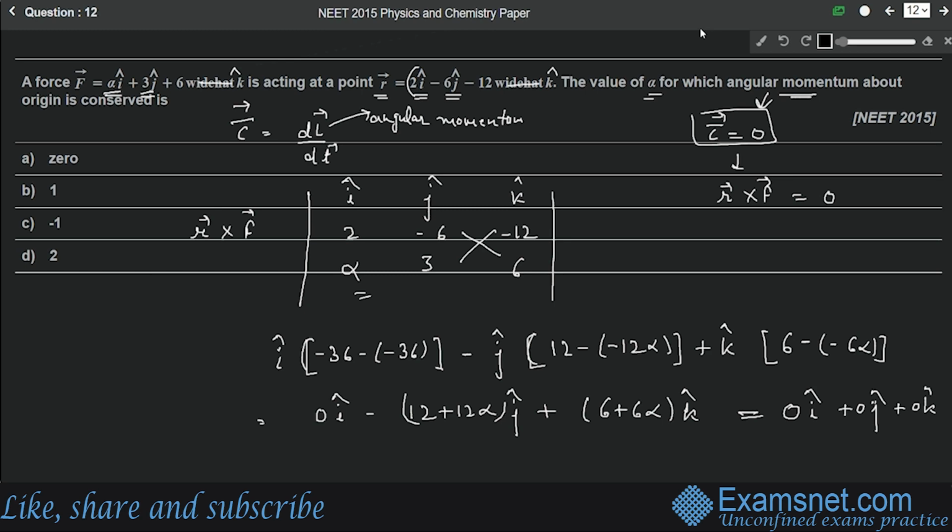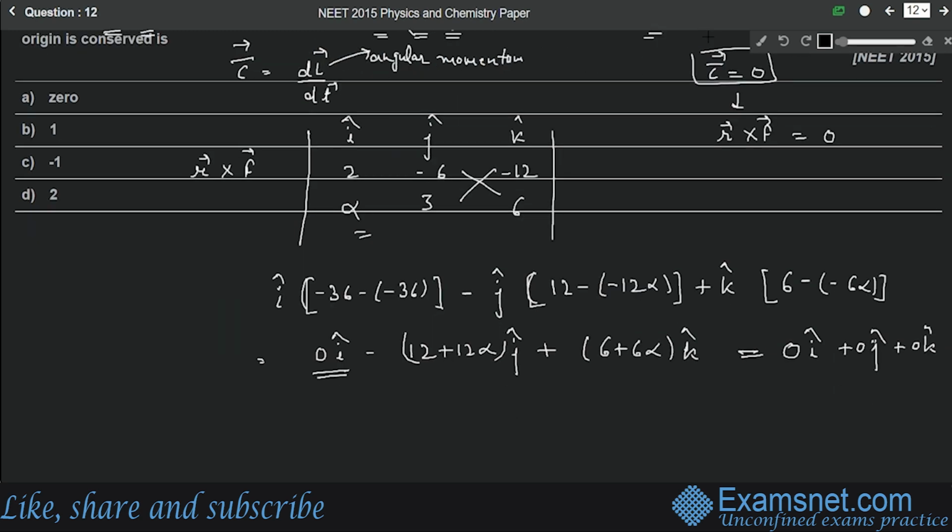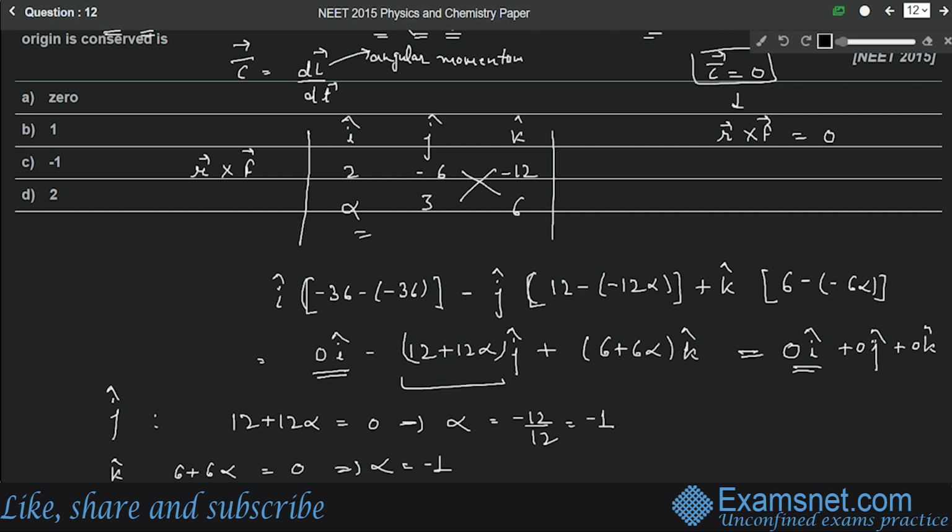On the left side and right side, the i cap components are 0, so we cannot compare these. But j cap we can compare and then find the value of alpha. If we compare the j cap, on the left hand side we have 12 plus 12 alpha, and on the right hand side we have 0. So from here we can say that alpha is equal to minus 12 by 12, that means minus 1. Similarly, you can find it using the k cap also: 6 plus 6 alpha on this side and 0 on the other, so alpha should be equal to minus 1. In any case, alpha is coming out to be minus 1. So option C, minus 1, will be the correct answer.